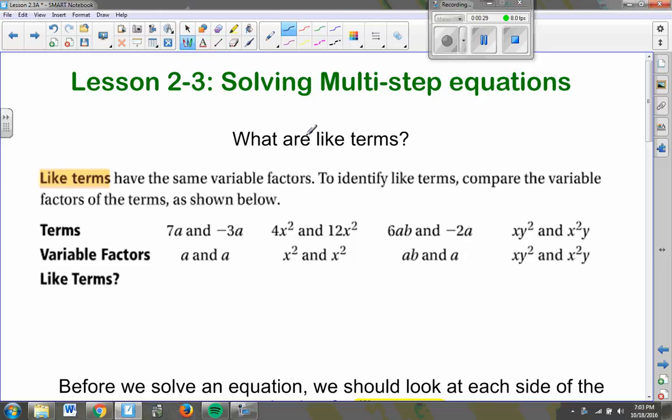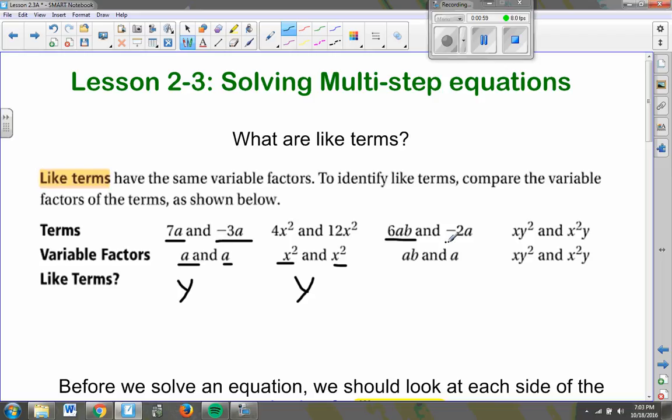We talked about this a little bit in chapter 1, but just as a reminder, like terms are those that have the same variable pieces, the same letters attached, and the same exponents on those letters as well. Here we have 7a and negative 3a. Because both of them have an a, the answer is yes, they are like terms. 4x squared and 12x squared, because both have an x squared, the answer is yes, those are as well.